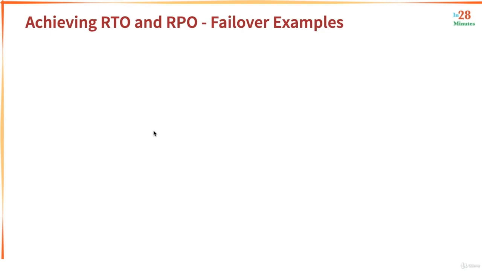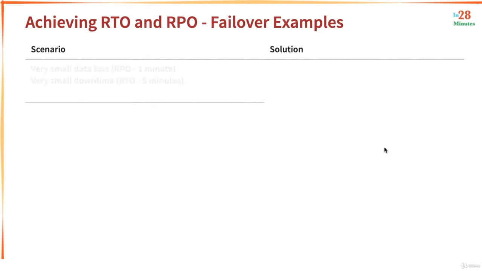Let's look at examples of achieving RTO and RPO. Now, let's look at a scenario. Very small data loss. So I would want to achieve RPO of 1 minute and I would want very small downtime. Let's say RTO of 5 minutes. The solutions which we are discussing here are not the only solutions possible, but this is just to understand the alternatives which are present.